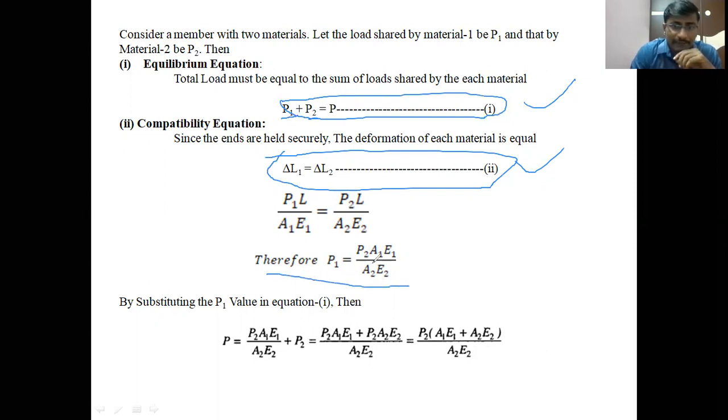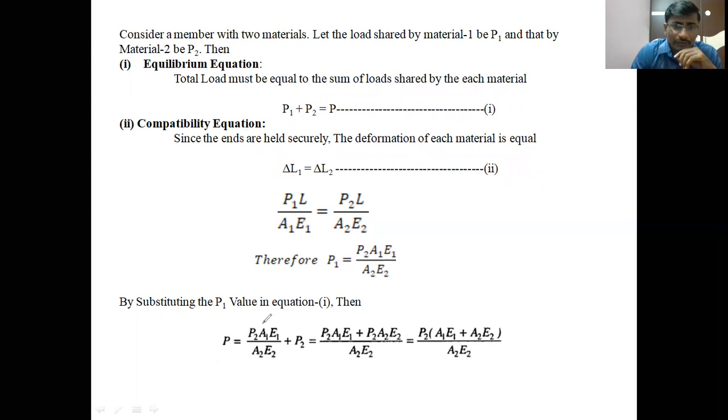E2 is the P1 in terms of P2. Let us substitute this P1 value into equation 1. So if we substitute the P1 into equation 1, in place of P1, we can write P equal to P2 A1 E1 by A2 E2 plus P2, which is already there in that equation. Clear? So P equal to P1 plus P2. In terms of P1, we have replaced the P1 by P2 A1 E1 by A2 E2.